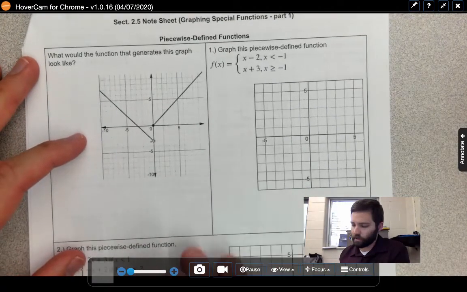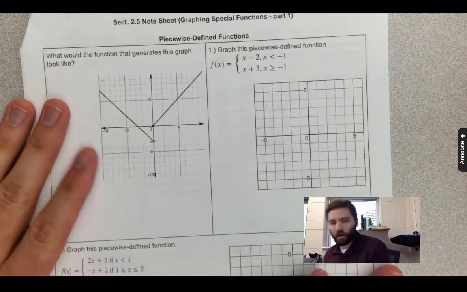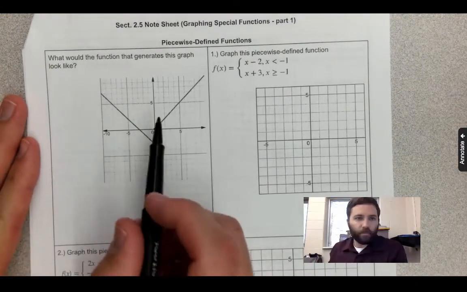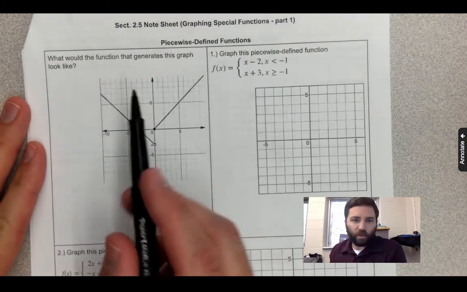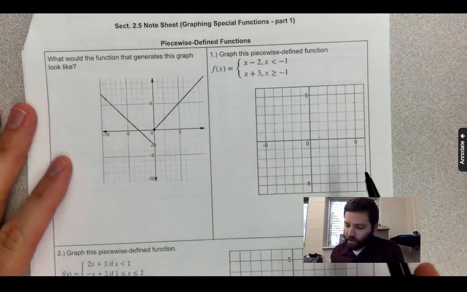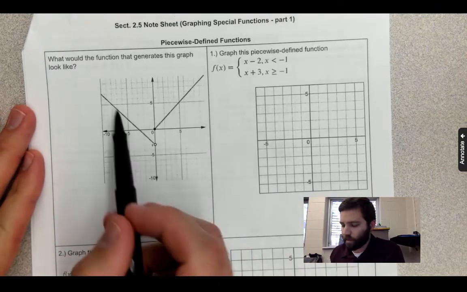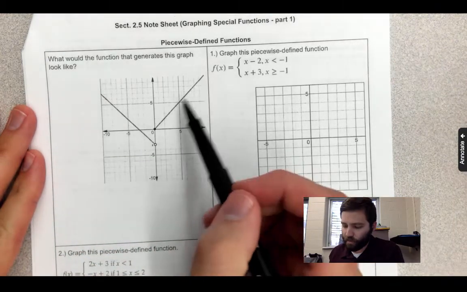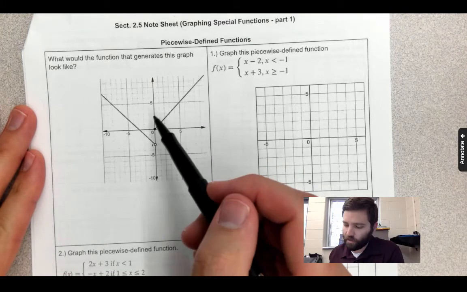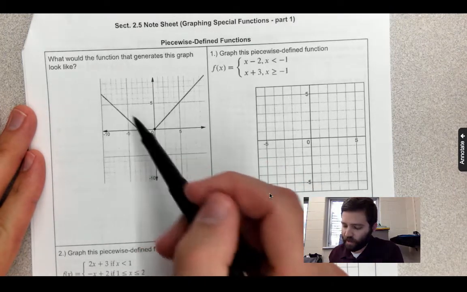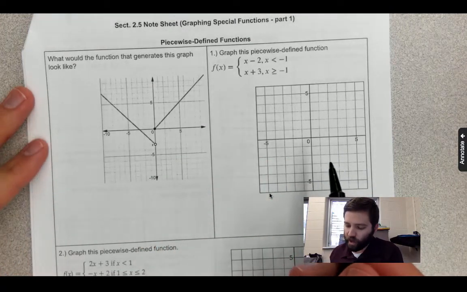So before I talk about explicitly what those are, let's take a look at this graph right here in the first box. What would the function that generates this graph look like? Well, a couple things we can see about this graph. It's made up of two lines. In fact, it's made up of the parts or pieces of two lines. So maybe it's like half of this line and half of that line, okay? So how would we write that?